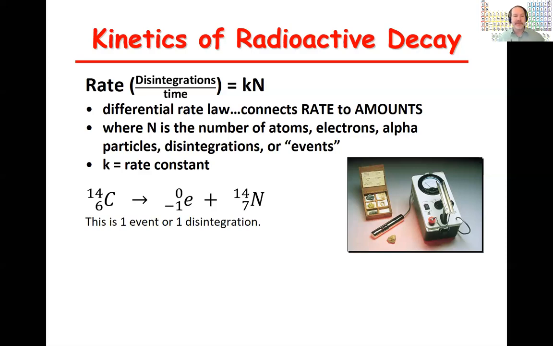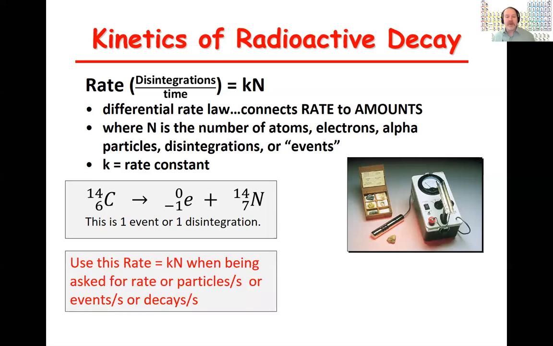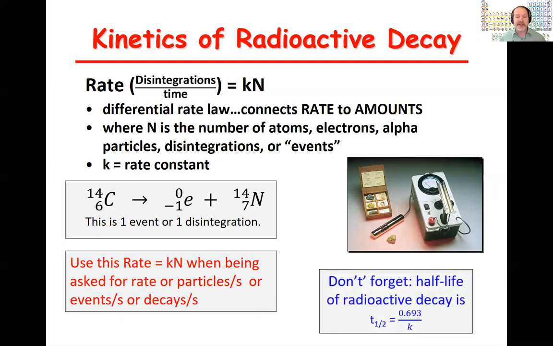That's what n is. So one event or one disintegration is one atom in this process, where this carbon-14 is decaying by beta emission. So when we use rate equals kn, we're often being asked for the rate, the disintegration in particles per second. So we need to know something about the rate constant and how many particles we have. Let's not forget that the half-life is related to this rate constant. Half-life and rate constant are really just two ways of expressing the same thing.